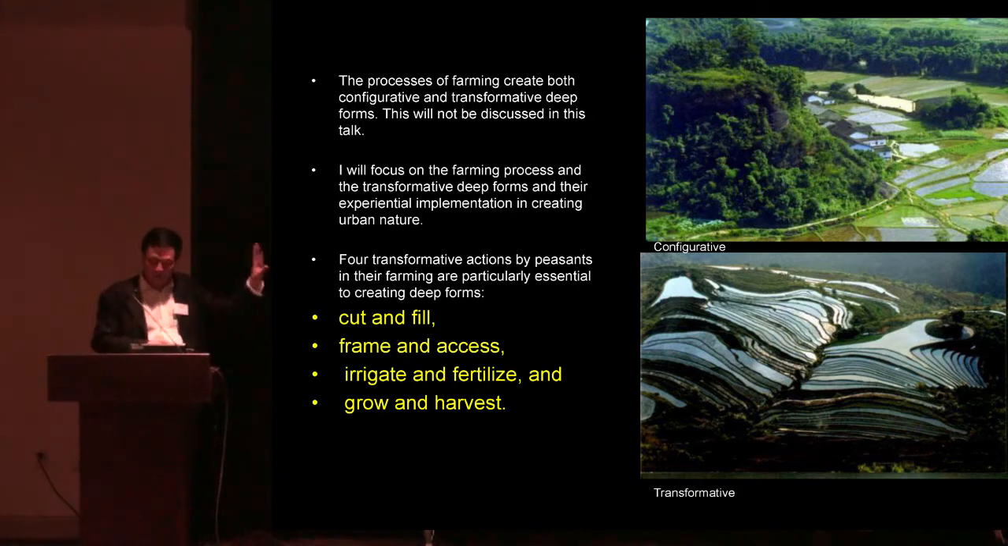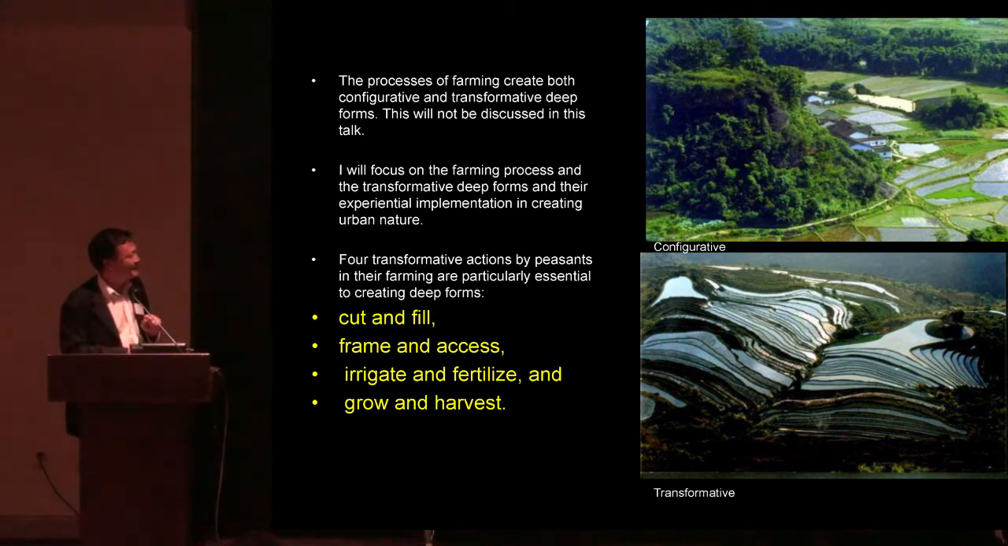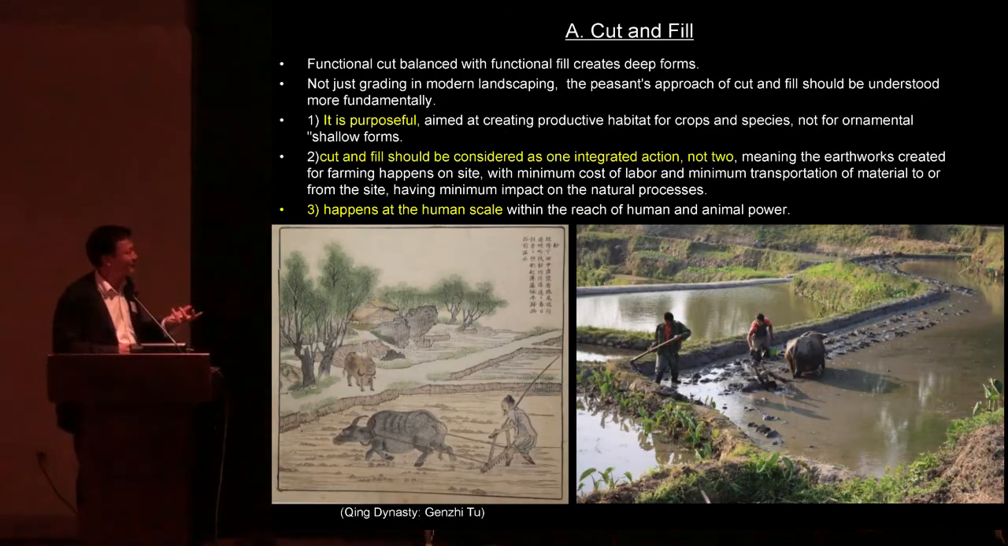I make 4 categories. One is cut and fill. Second is frame and access. The third is irrigate and fertilize. And the fourth is grow and harvest. I will just briefly describe it.